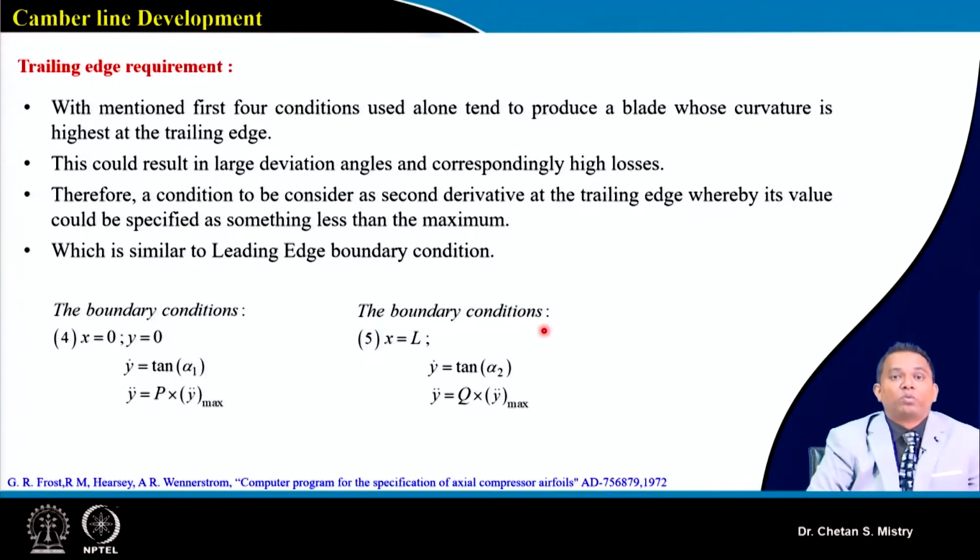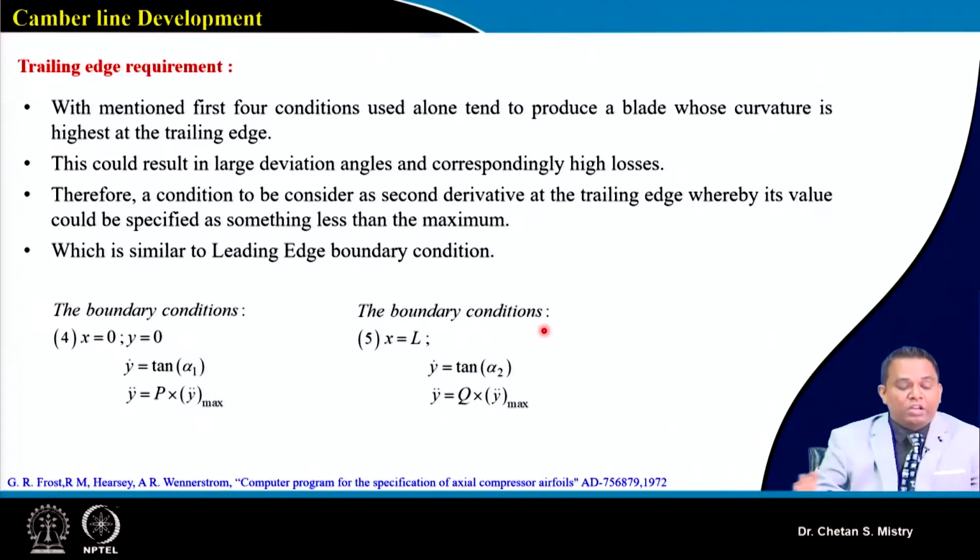Now, similar to that, we will be having a trailing edge, and for the trailing edge we also need a boundary condition, because when the flow from the suction surface and the pressure surface reaches the trailing edge, it will be subjected to some deviation angle. If we do not take care of the curvature at the trailing edge, it may lead to a rise in losses. We define that as the wake loss or the profile loss. So, for that also we need to put the fifth boundary condition.